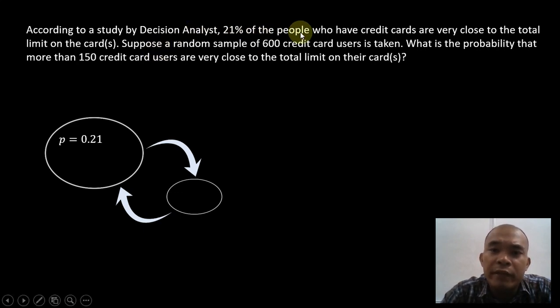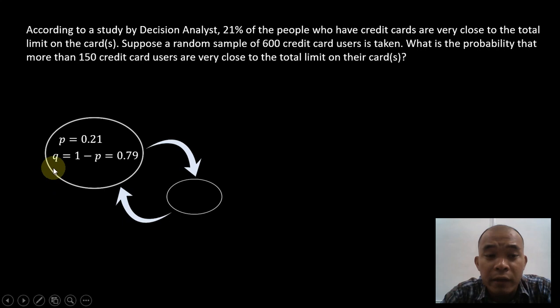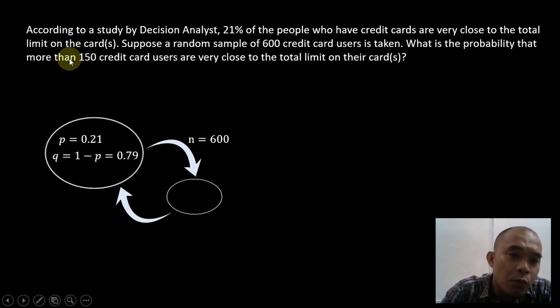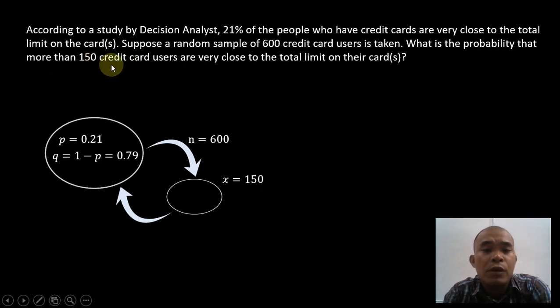So 21% of the total who have credit cards are very close to the total limit on the card or cards. Suppose a random sample of 600 credit cards. So we have to compute the Q here. The Q is simply 1 minus P, so that is equal to 0.79. And then the sample size, the 600 credit card users, so that is 600. And then what is the probability that more than, the keyword here again is more than, 150 credit cards. This 150 here is our X. So X is 150 credit cards that are very close to the total limit.